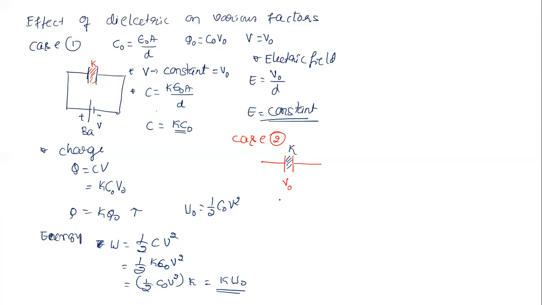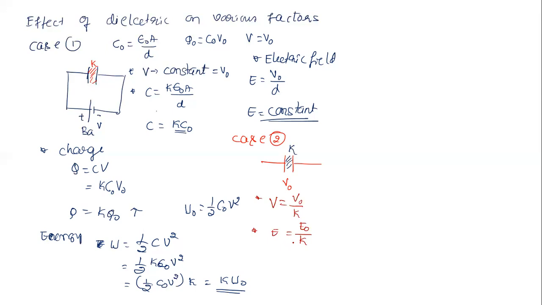So as you introduce it, potential is going to decrease by K times. First thing. Second thing, as potential decreases, electric field also decreases by K times.